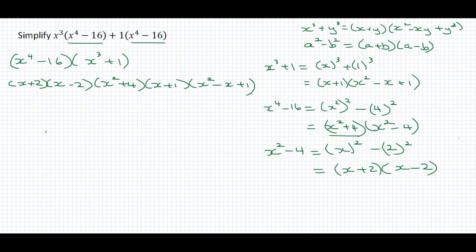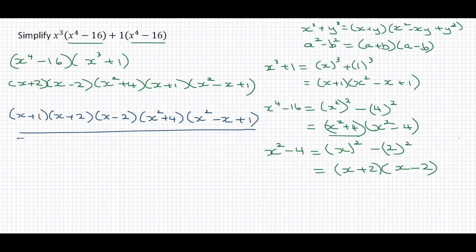I'm going to start with the linear expressions first. So I'm going to start with (x plus 1) multiplied by (x plus 2) multiplied by (x minus 2) multiplied by (x squared plus 4) multiplied by (x squared minus x plus 1). So this exactly is what you need to do when you have more advanced topics or more advanced expressions that you need to factor by grouping.